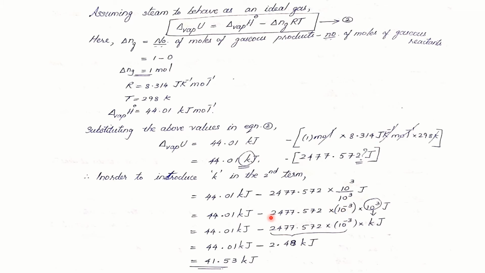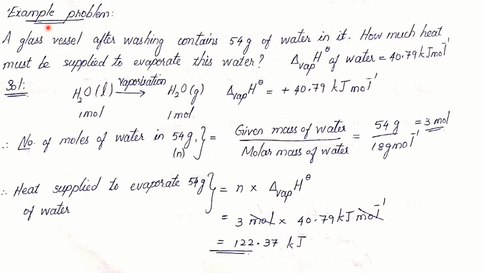So on multiplying 2477.572 with 10 power minus 3, we have 2.48 as the value. And since 10 power 3 corresponds to kilo, we write it as such. Now it becomes possible to subtract 2.48 kilojoule from the first term. On doing the subtraction, we get 41.53 kilojoule as the enthalpy of vaporization of water at 298 Kelvin. Now, let us do another example problem.